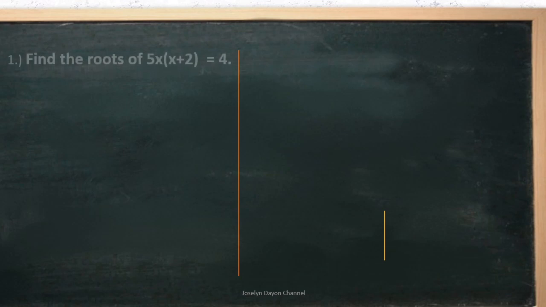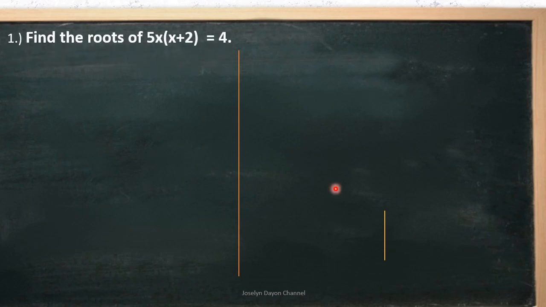Now we will consider the first example. Find the roots of 5x times quantity of x plus 2 equals 4. The given equation is not yet in standard form, so we have to transform the equation into standard form. If you have watched my previous video on how to do this, I believe that you have enough knowledge on how to write the equation in standard form.